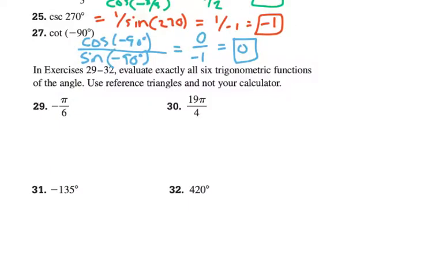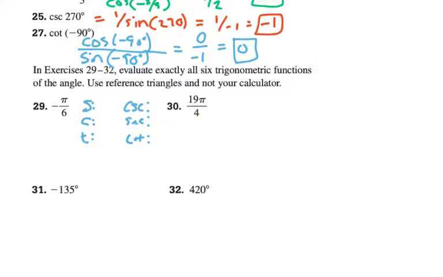Alright, so the next one, we're going to evaluate exactly all 6 trig functions of this angle. We're going to use the reference triangles and not our calculator. In this first one, since that is on the unit circle, I'm going to go ahead and get some of them from there. So just so that I don't have to waste so much time, I'm going to write sine, and then cosecant, cosine, tangent, secant, and cotangent.